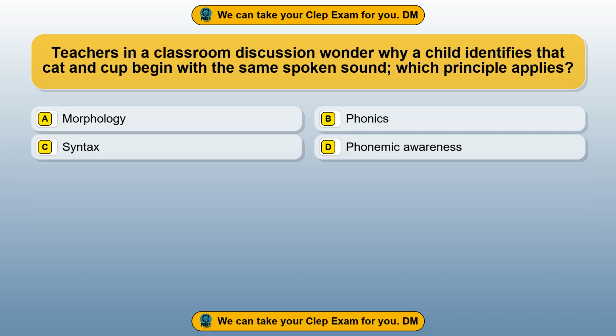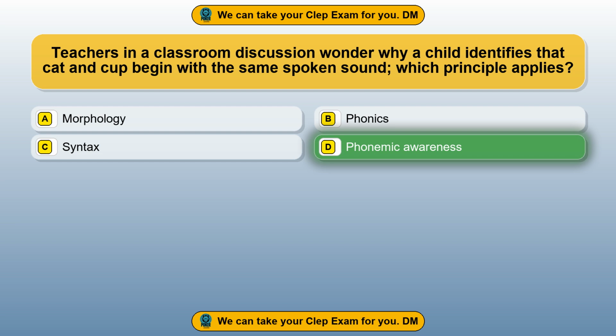Question 81. Teachers in a classroom discussion wonder why a child identifies that cat and cup begin with the same spoken sound. Which principle applies? Option A, morphology. Option B, phonics. Option C, syntax. Option D, phonemic awareness. The correct answer is option D, phonemic awareness.